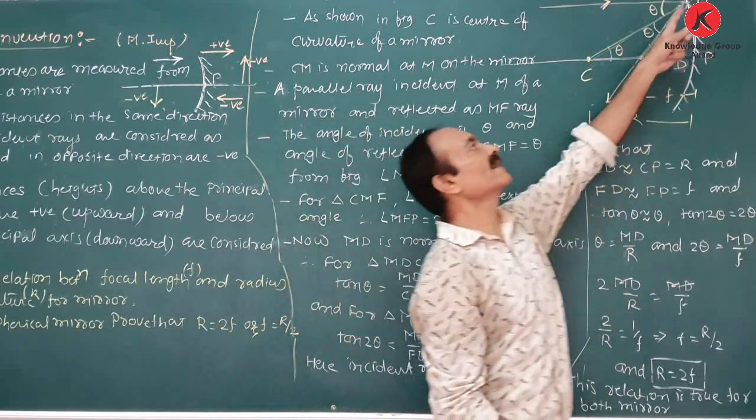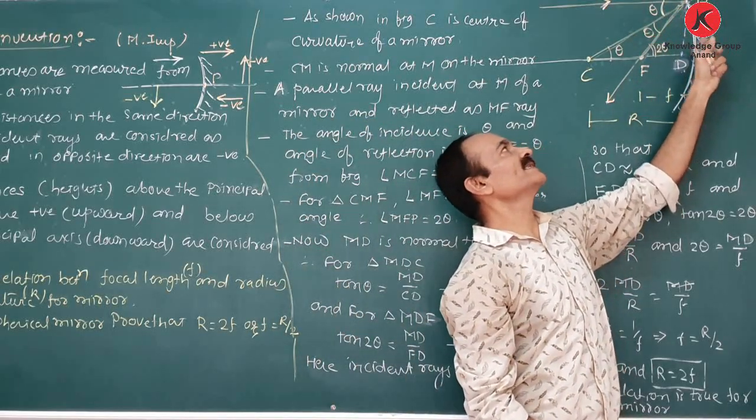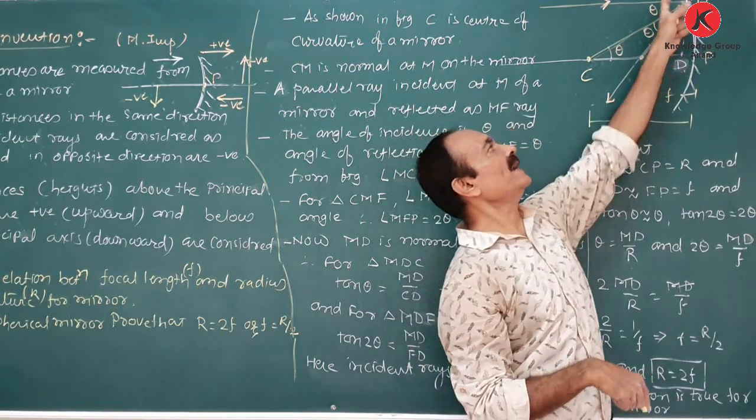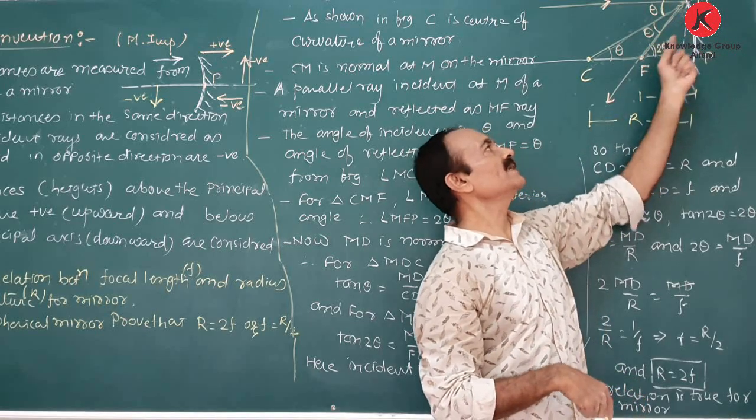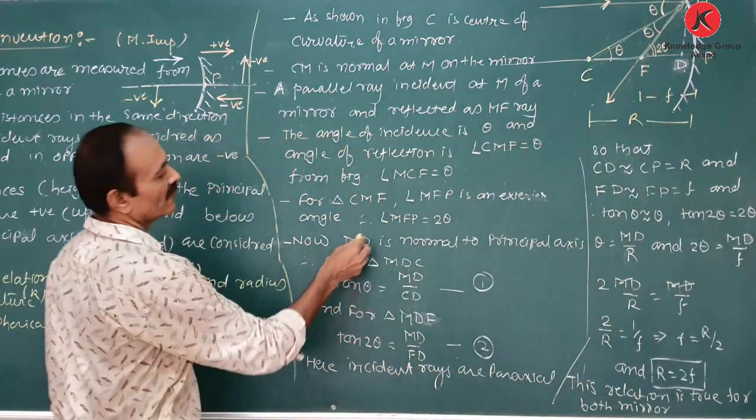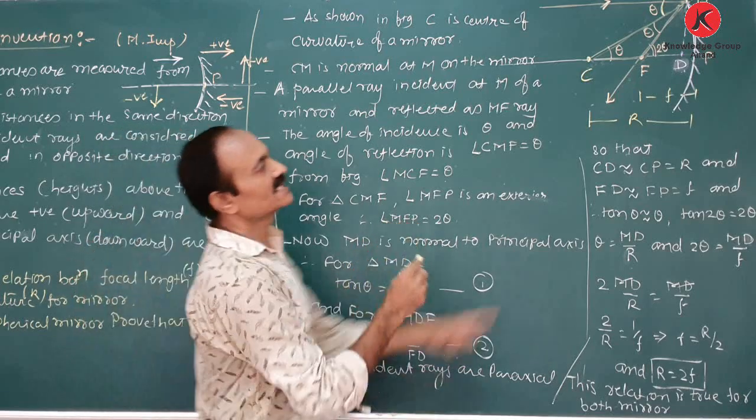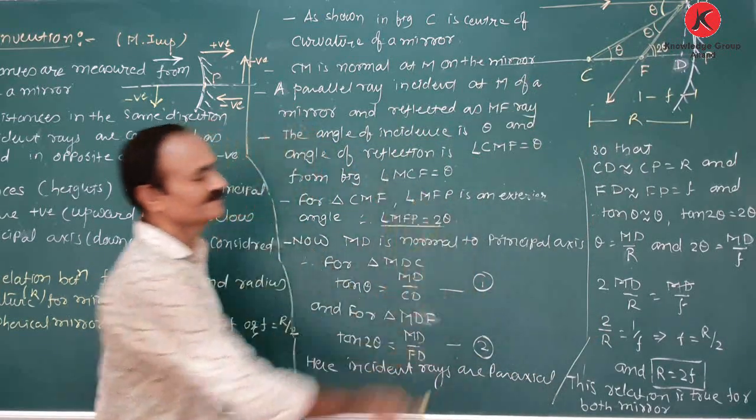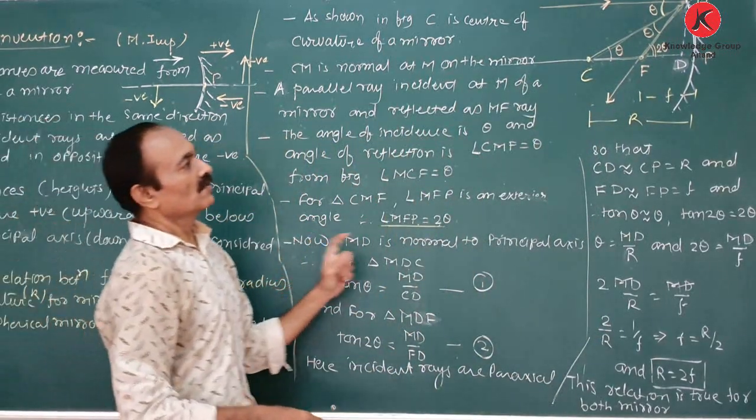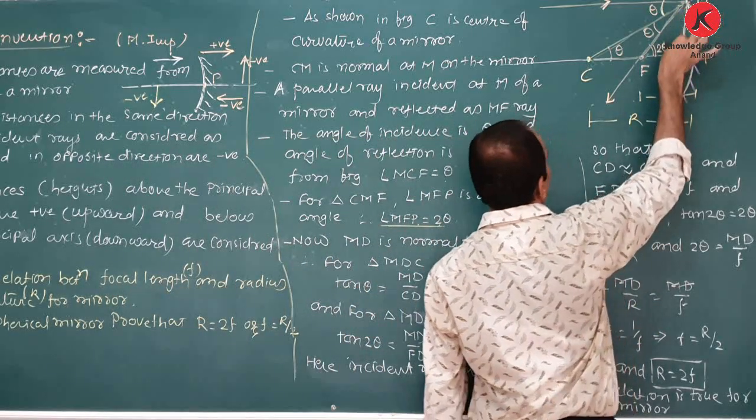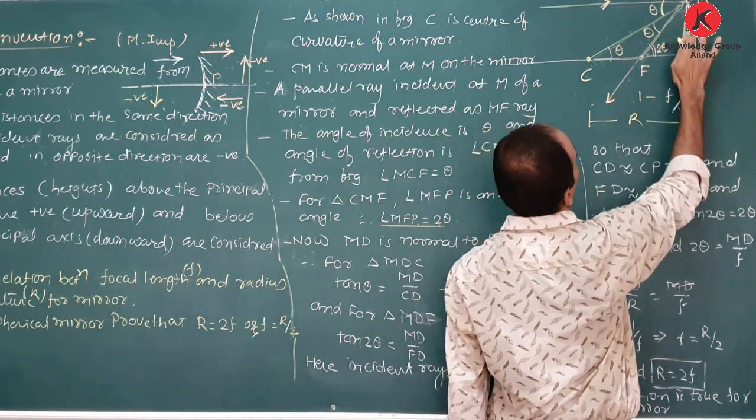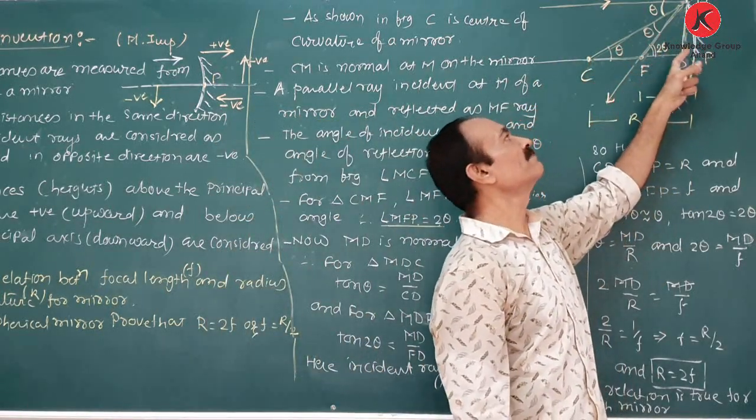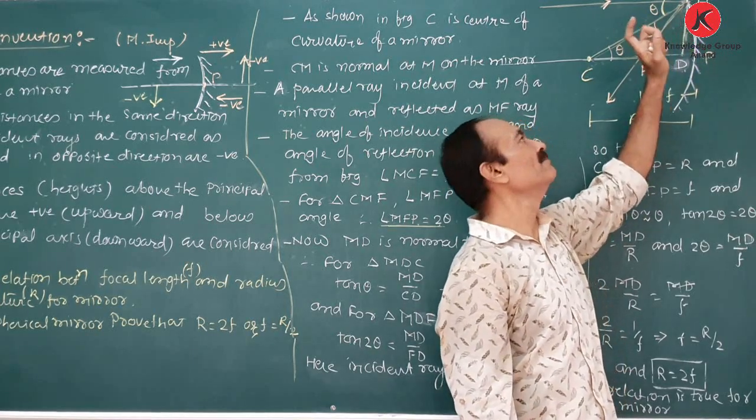Now we consider this triangle CMF. For this triangle, angle MFP is an exterior angle. Therefore, angle MFP is equal to theta plus theta, that means 2 theta. Now, what is MD? This MD is the normal drawn on the principal axis from the point M of the mirror.